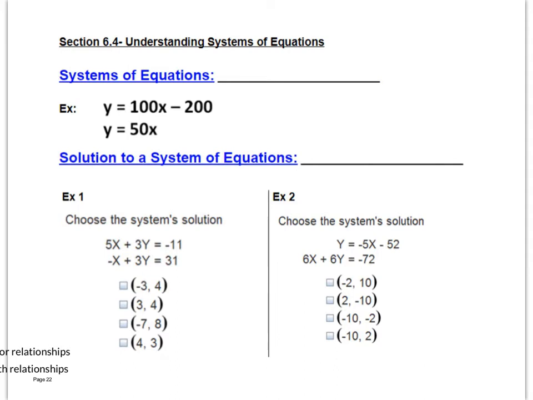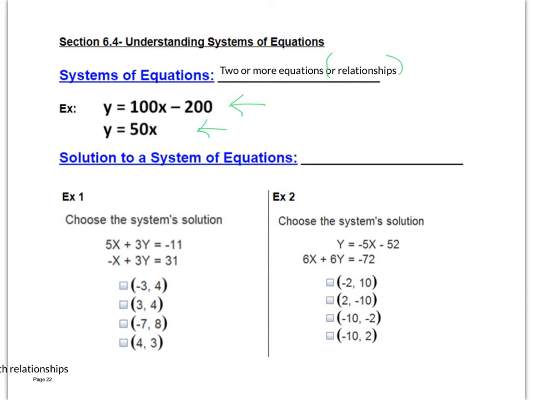So we're going to talk about systems of equations. First thing, what the heck is a system of equations? It's 2 or more equations, or in other words, relationships. I should maybe put that in parentheses: 2 or more relationships or equations. So this one is in equation form, but you'll see that we'll have some word problems that are also considered systems. They're just written as words, which are relationships that you can then translate into mathematical equations.